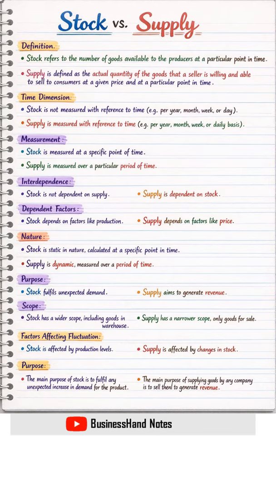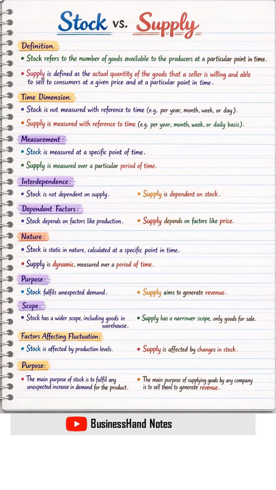The main purpose of maintaining stock is to meet unexpected increases in demand or to ensure continuity in production and sales. The main purpose of supply is to sell goods in the market and generate revenue for the seller. Stock has a wider scope because it includes all goods produced, whether they are intended for sale or stored in warehouses. Supply has a narrower scope since it includes only those goods that are actually offered for sale in the market.